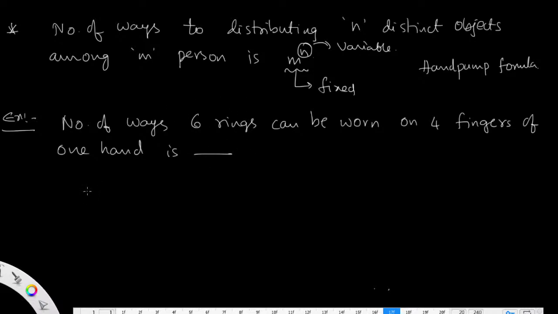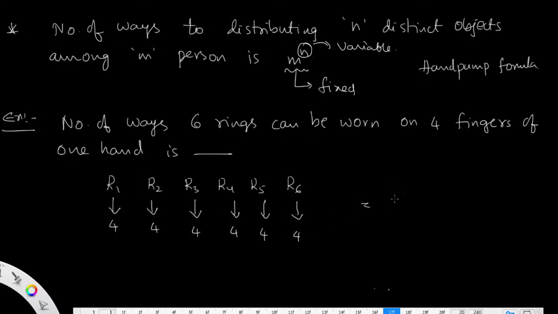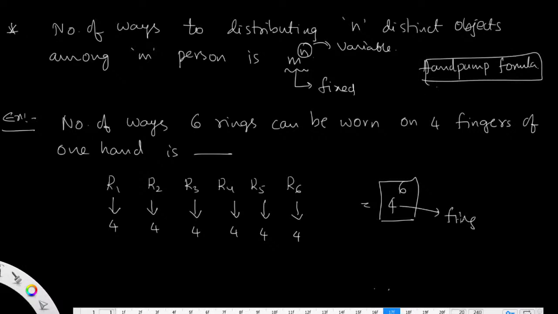Therefore, how many rings are there? One ring, second ring, third ring, fourth ring, fifth ring, and then sixth ring. Every ring can be placed in 4 ways, 4, 4, 4, so the answer goes to 4 power 6. By using this hand pump formula, M is fixed, fingers are fixed, and rings are variable. So the answer directly we can write as 4 power 6.